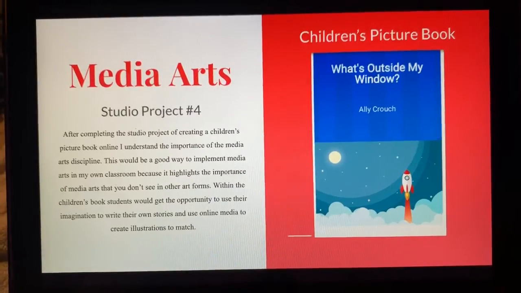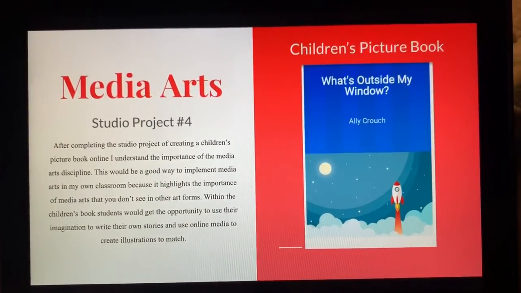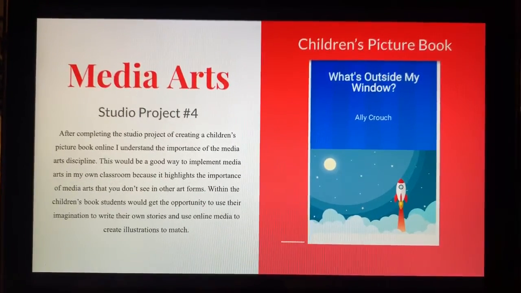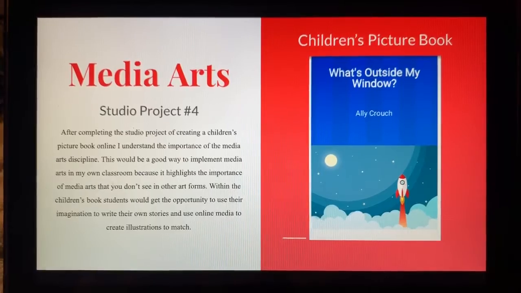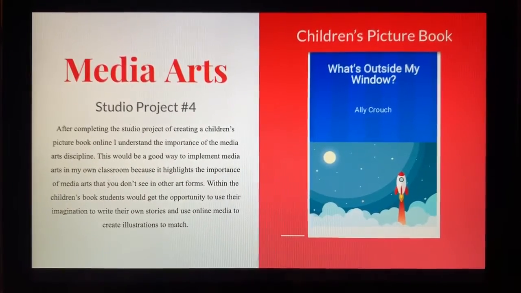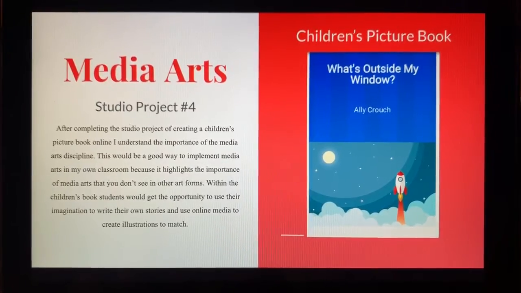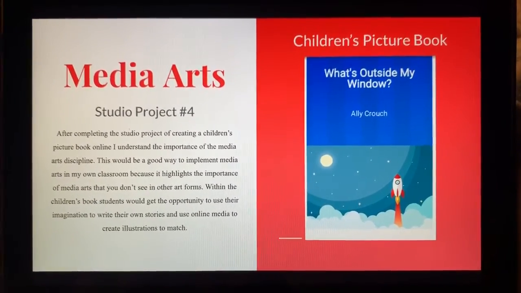The next discipline is the media arts. For this one, I chose studio project number 4, which was creating a children's picture book online. And then this would really help students understand the importance of the media arts, because in your own classroom, it would highlight the importance of media arts that you don't necessarily see in other art forms.